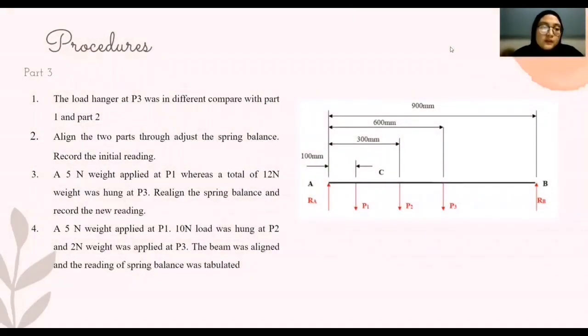For part 3, first, the load hanger at P3 was different compared with part 1 and part 2. Second, align the beam, adjust the spring balance, and record the initial reading. Next, a 5 Newton weight was applied at P1, whereas a total of 12 Newton weight was hung at P3, and the spring balance was realigned and the new reading recorded. Last, a 5 Newton weight was applied at P1, a 10 Newton load was hung at P2, and a 2 Newton weight was applied at P3. The beam was aligned and the reading of the spring balance was tabulated.